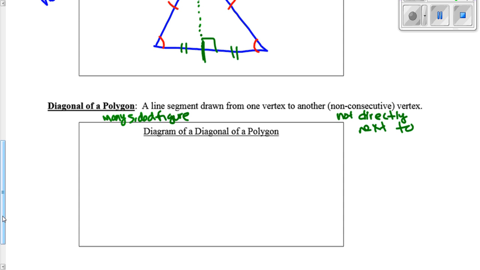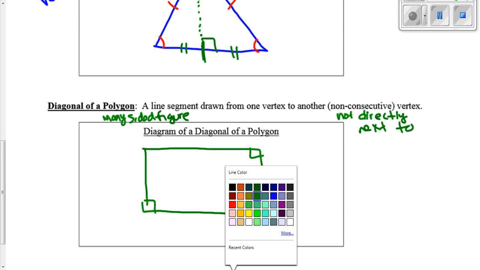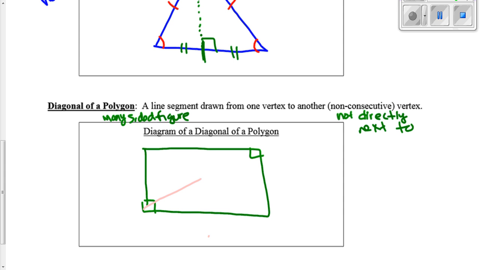Let's just draw a rectangle. I'll put in my 90-degree symbols there because I know it's a rectangle. Now I'm going to draw in a diagonal from here to here. That's my diagonal. It's non-consecutive. I couldn't draw from this side up to here, because those are next to each other; that would form the side of the polygon. So your diagonal goes across. I actually have two in this example. This one is also a diagonal. All right, so let's go ahead and actually do some problems, keeping in mind these three vocab words.